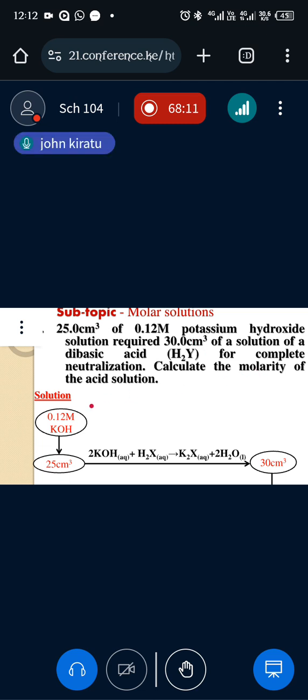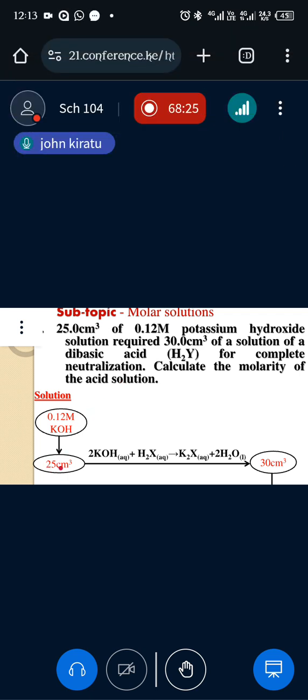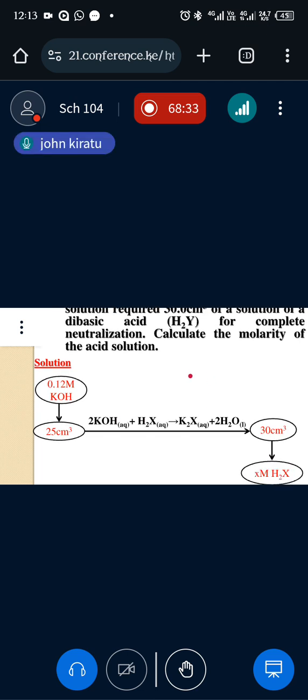So you want to calculate the molarity of your solution, right? Basically you are starting with 0.12 molar of the base, and you take 25 centimeters cubed of that base. Then you react it. The process is, first of all, you write the equation and you have to balance that equation. That is something you have done over and over in high school, so balancing an equation is not a problem.